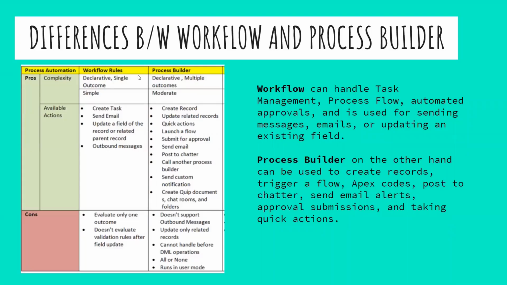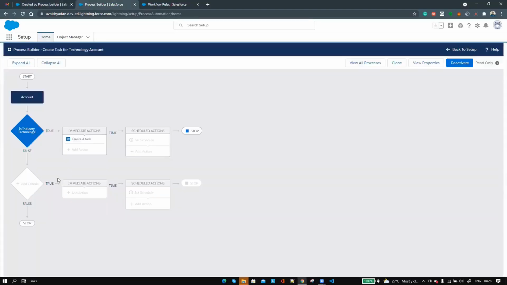So let's talk about a few differences between workflow and process builder. In this diagram, you can see that workflow is a single outcome, like in a declarative form, you can use a single outcome. But in the process builder, you can create multiple outcomes. Like if we go on the process builder, you can see I can add a condition here and I can add an immediate action there also, and it will go on and on.